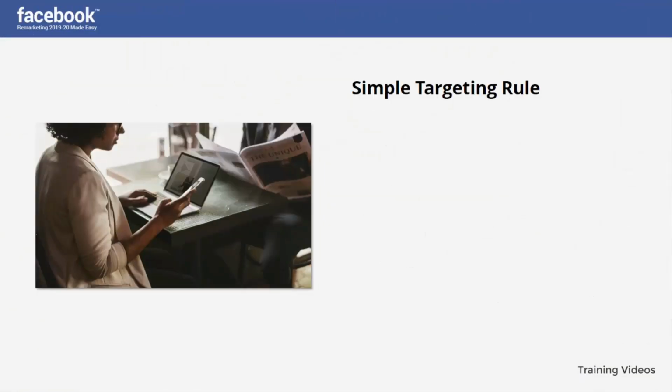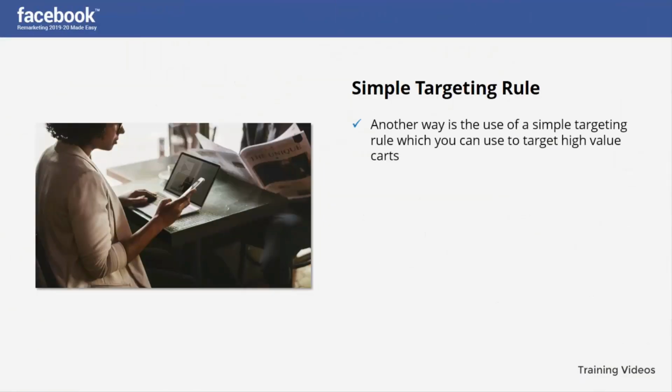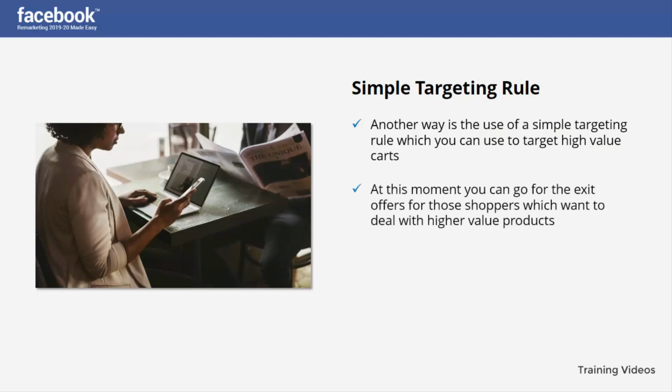Simple targeting rule. Another way is the use of a simple targeting rule, which you can use to target high-value carts. Shoppers who have a certain dollar amount in their cart or a specific item, you can present them offers using the simple targeting rule. At this moment, you can go for the exit offers for those shoppers who want to deal with higher value products. Let us show you with an example.